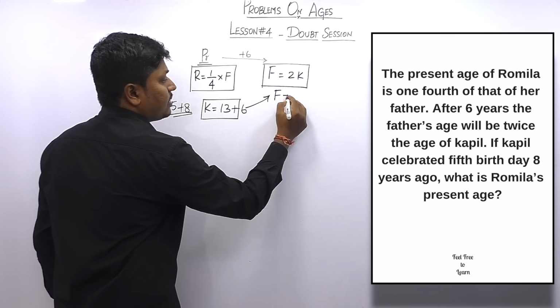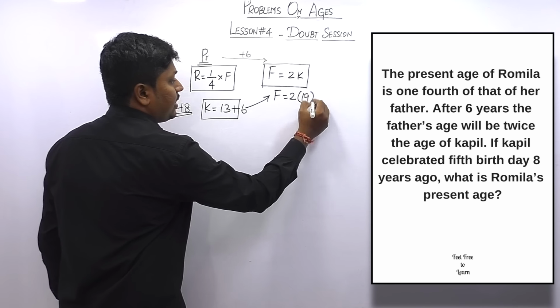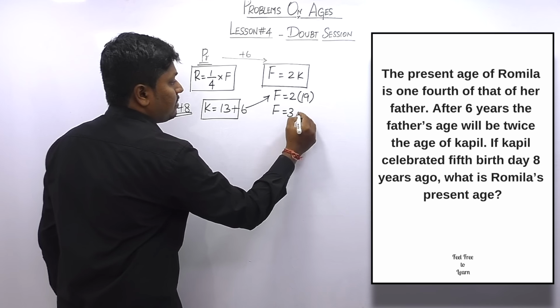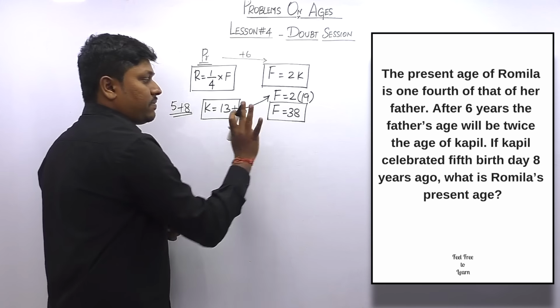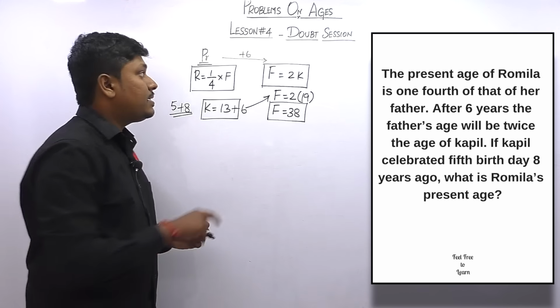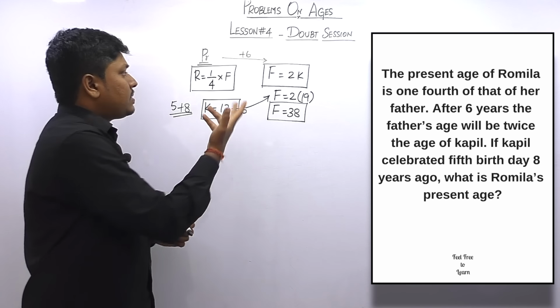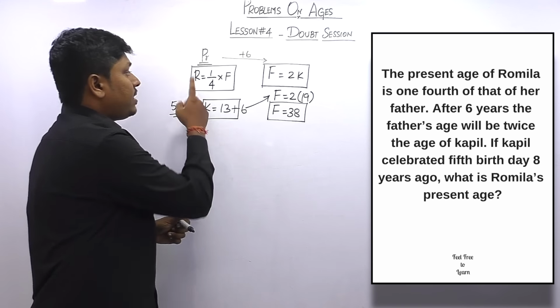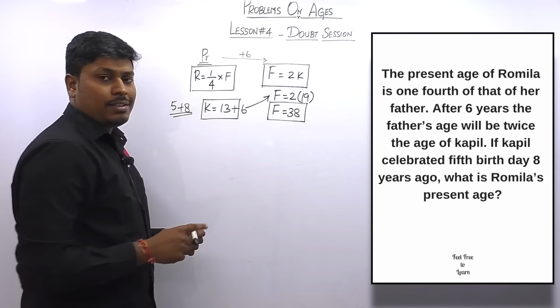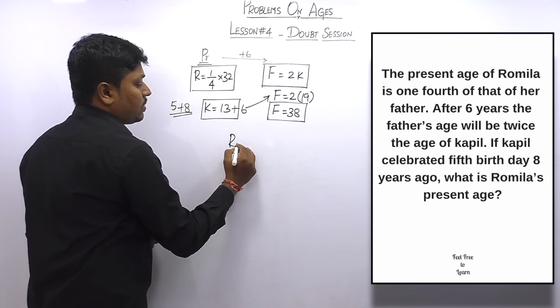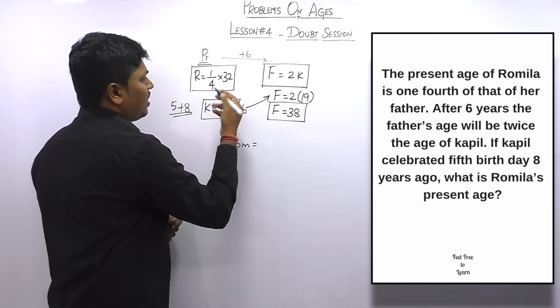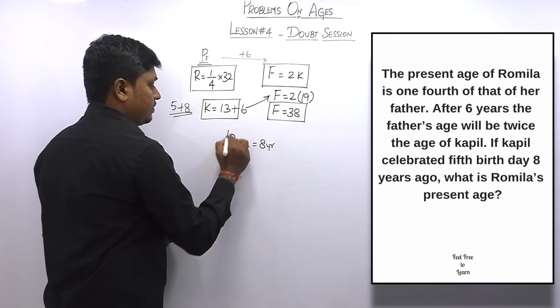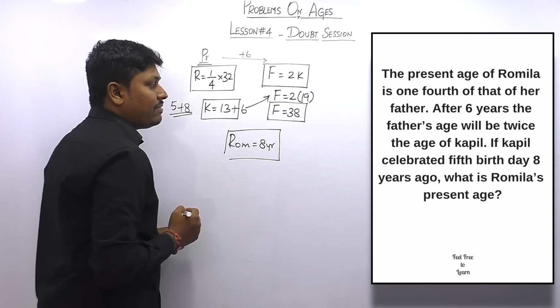So we can say father is equal to 2 times of 19. So father age will be 38. So finally we found the age of father is 38 after 6 years. And our target is to find the present age of Romila, then we can say before 6 years the father age will be definitely 32. So if we substitute 32 here, Romila age will be 8 years. So the answer for this question number 5 is 8 years.